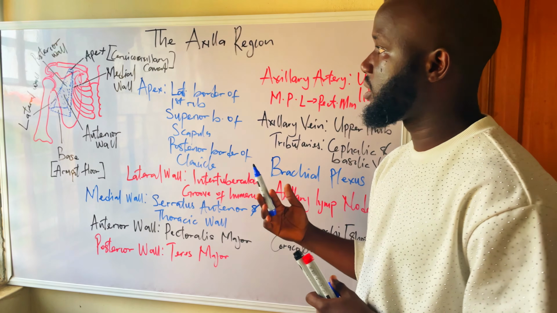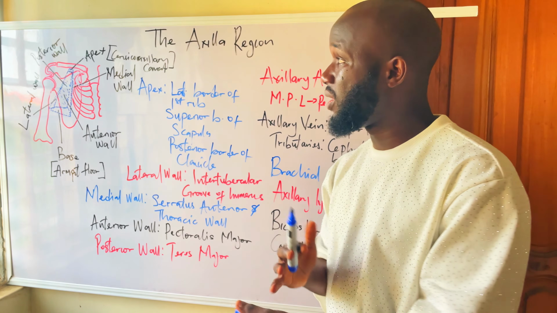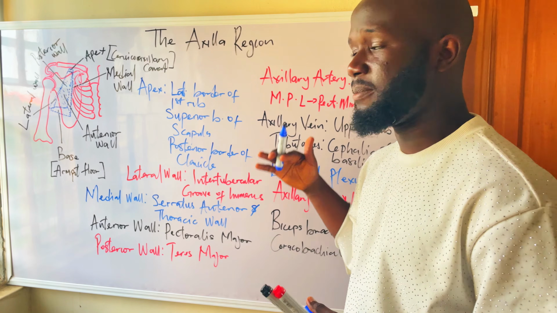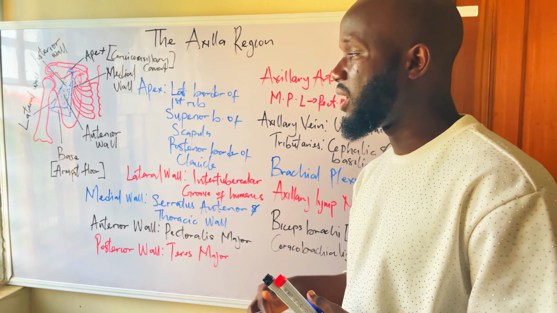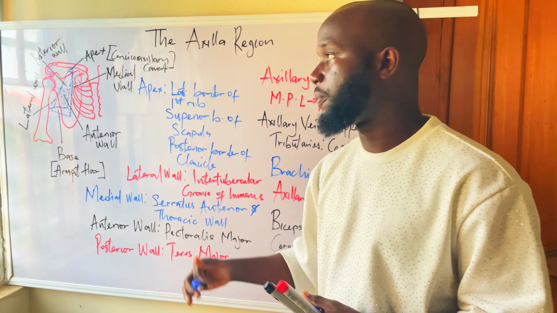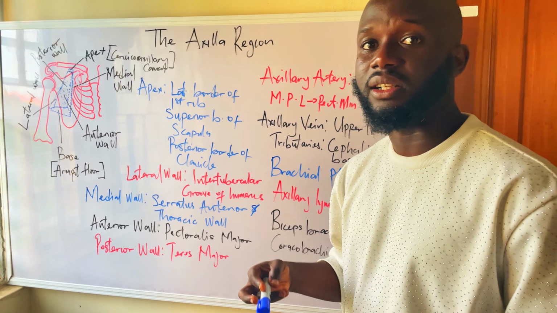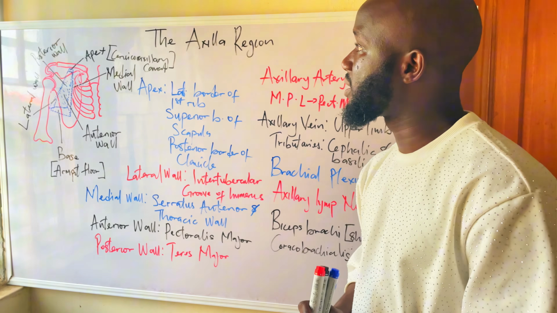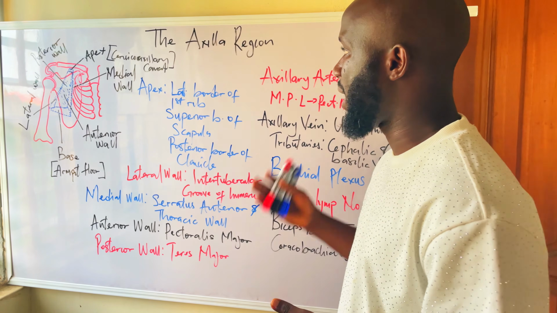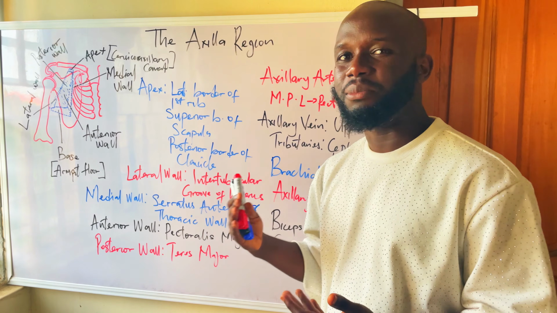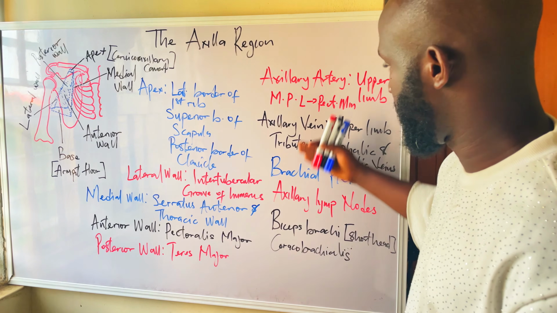So essentially, it has an apex, which is also known as the cervicoaxillary canal. It has a base. Then it has four walls: an anterior wall, a posterior wall, a medial wall, and a lateral wall. So let's go to the contents of the axilla. It's very important to know that the axilla serves as a passageway for neurovascular structures and muscles to pass. And as such, we have very important contents of the axilla, and they are listed here.